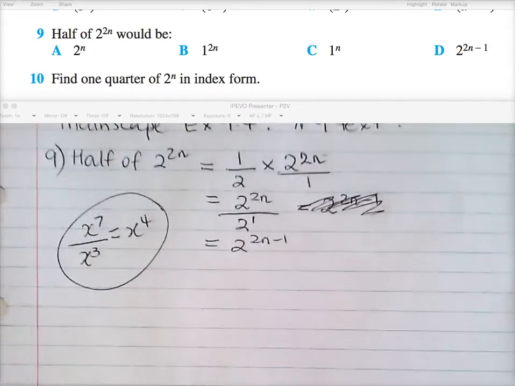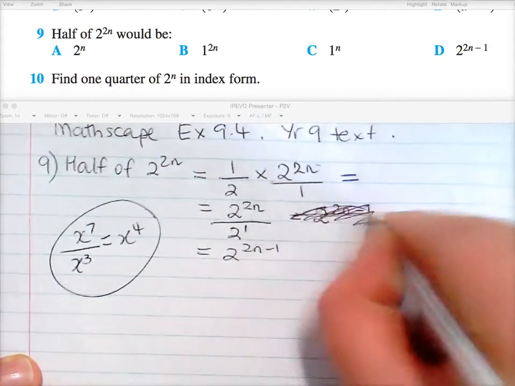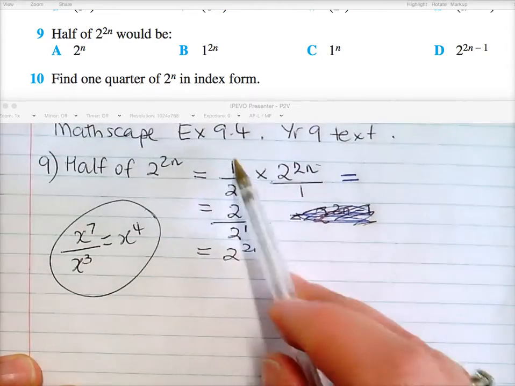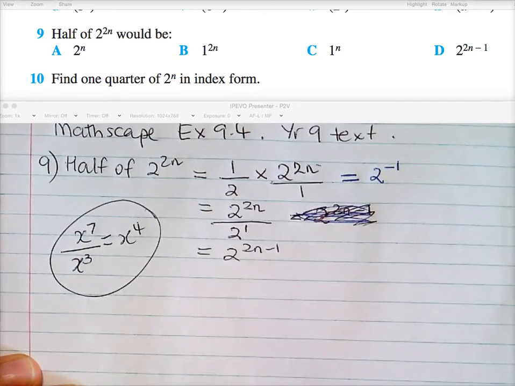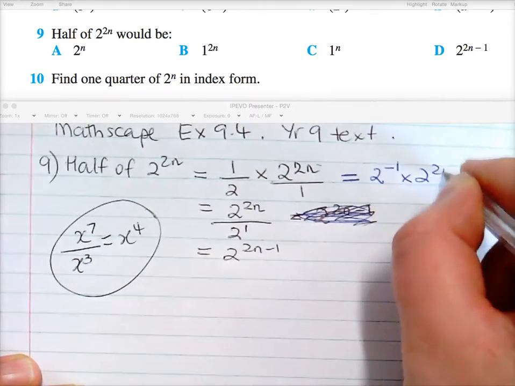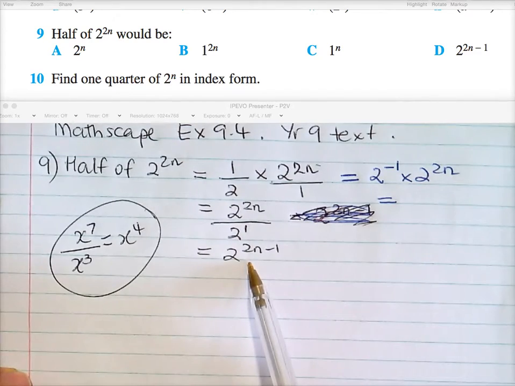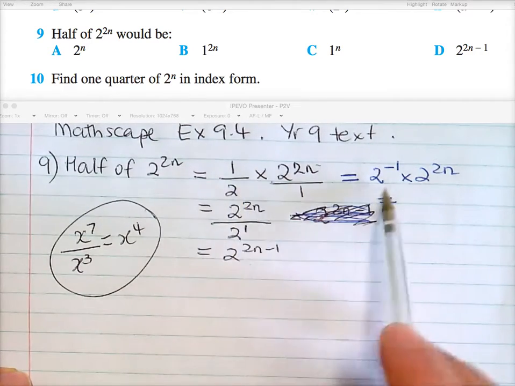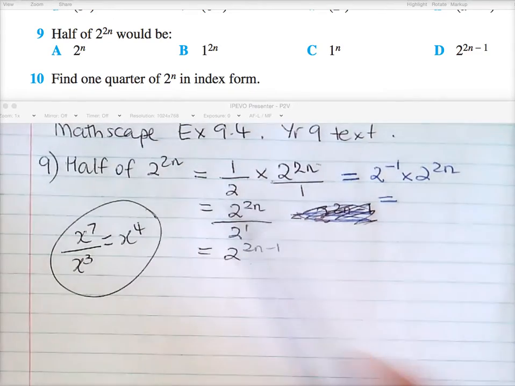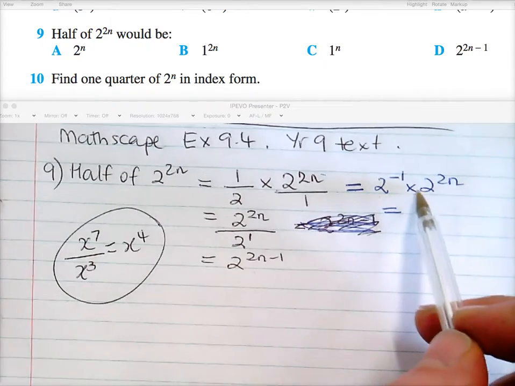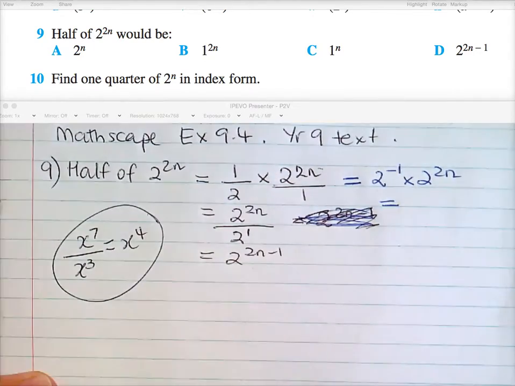The other way, I'll do the blue way, would be to use negative indexes. Girls, 1 over 2 is 2 to the power of negative 1. You okay with that? Times 2 to the power of 2n. So girls, this is one way of doing it. The other way is to write the half as 2 to the power of negative 1. Bases are the same and you're multiplying. What do you do with the negative 1 and the 2n?